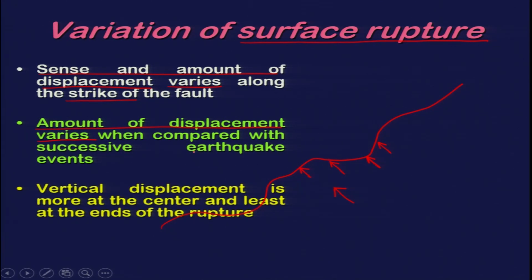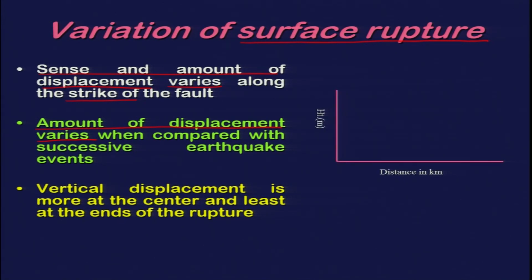This we are talking about along the strike, on a fault during individual earthquakes. And the third one is that vertical displacement is more at the center, and it is least at the end of the rupture. For example, if you have a rupture with distance in kilometers, and the displacement comes right up to the surface, you will have maximum displacement here, and least on either side of the rupture. So with this I end here and will continue in the next lecture.